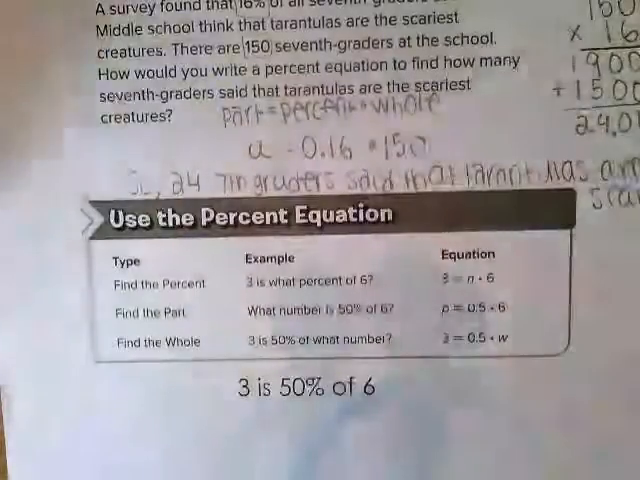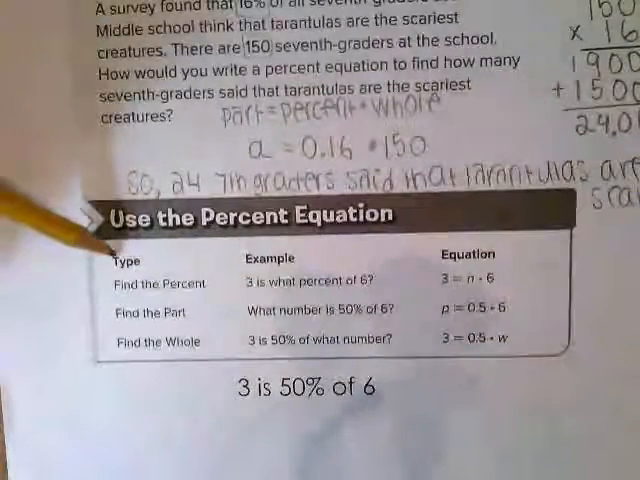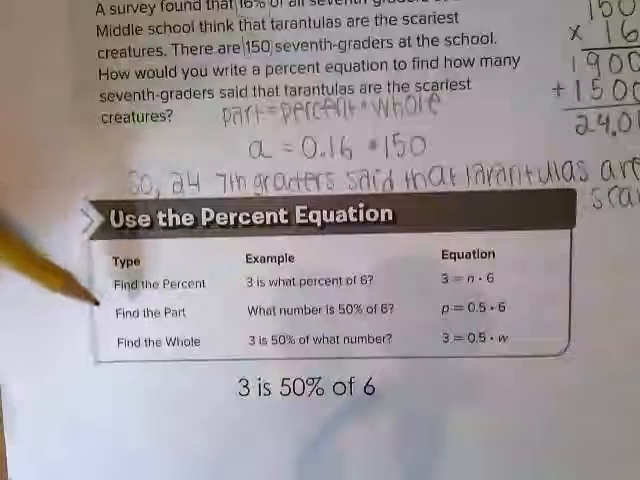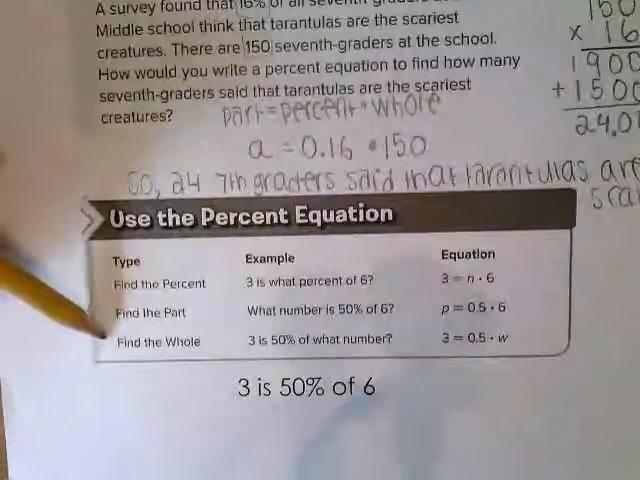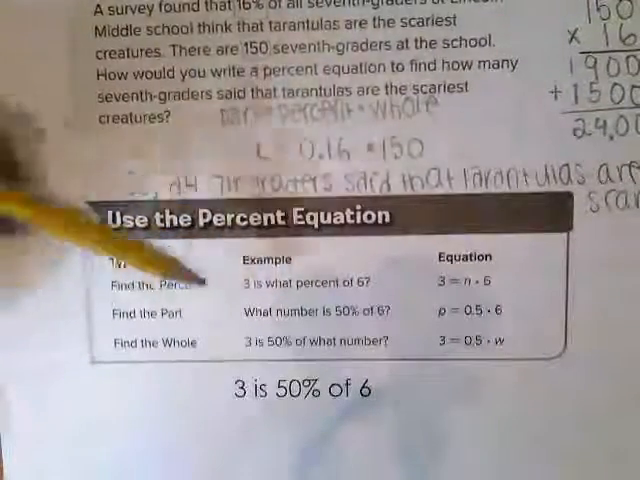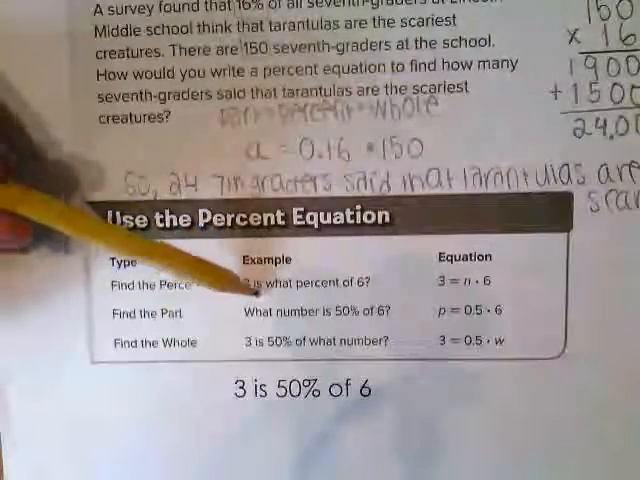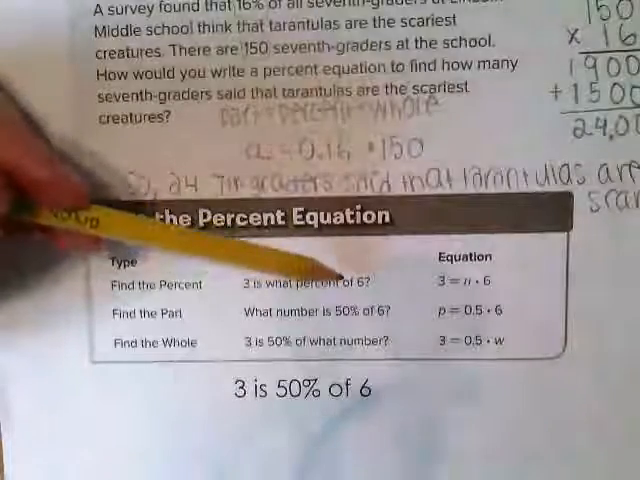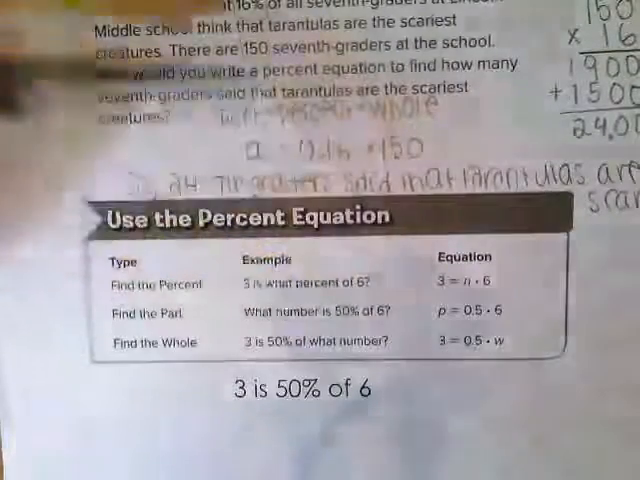Similar to the percent proportion, there are different types that we're trying to find. So you could find the percent, you could find the part, or you could find the whole. So there are the same examples too. For finding a percent, it would be set up as 3 is what percent of 6, or it could be worded a little bit differently.